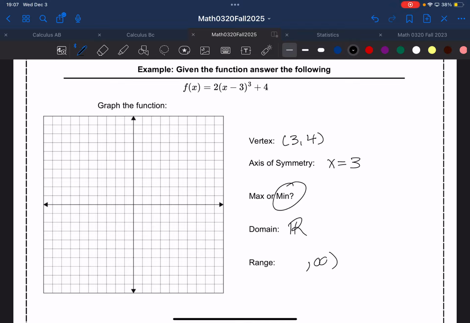The first part is always going to be that k value, which we said was 4. So it's going to be bracket 4 to infinity. Okay, so if I'm color coding, this is where this came from. Okay, and this is where this came from. And we know this is a minimum because it's a positive a value.